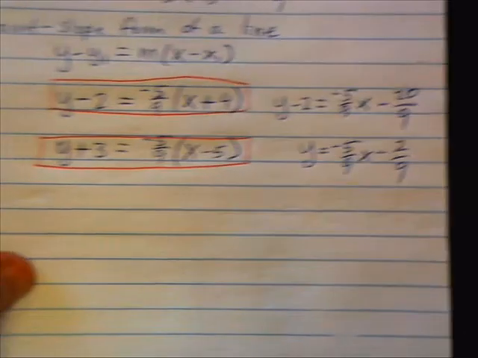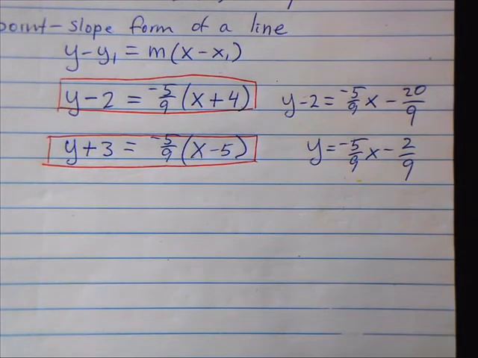I'm not going to do it for the second one, but you can do it for the second one if you want. Multiply through by negative 5/9, subtract 3, and you'll find that you really do get exactly the same answer. I'm not lying to you. Questions about that?